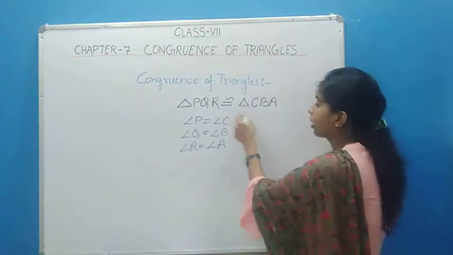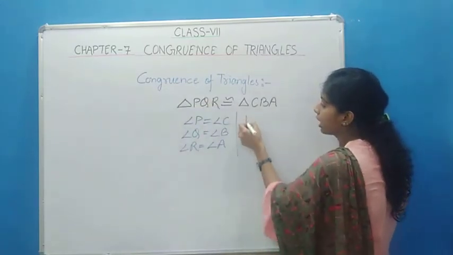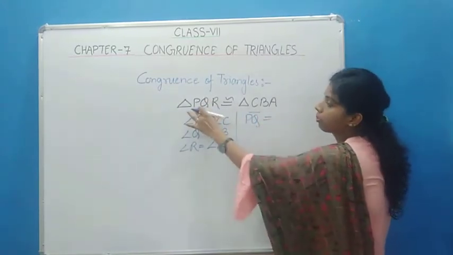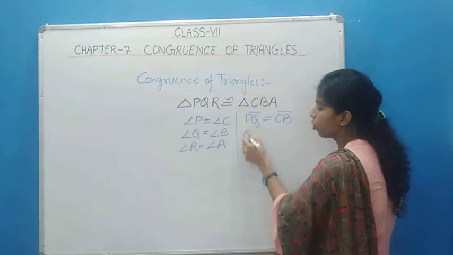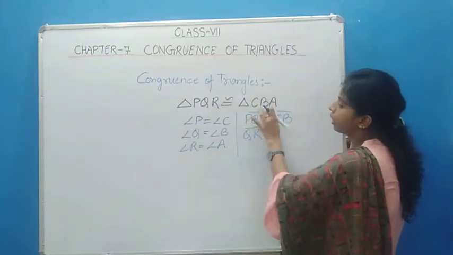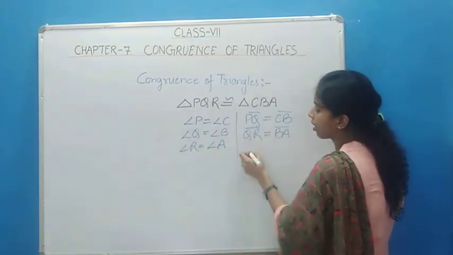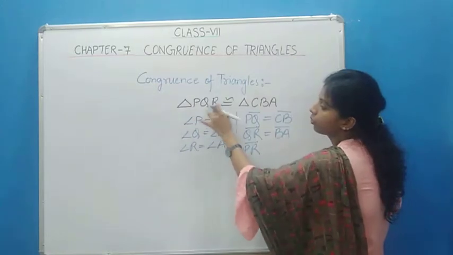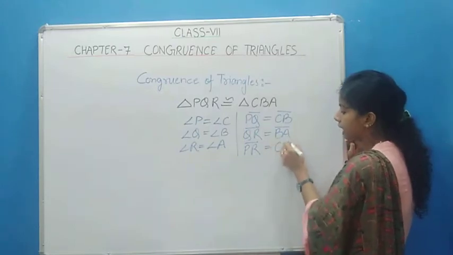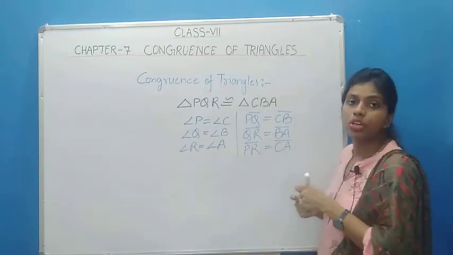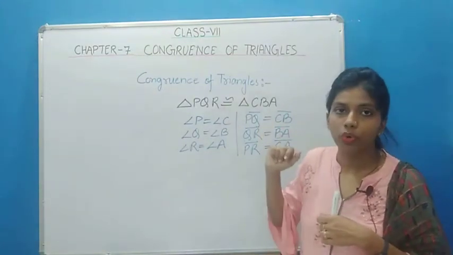This is important. Okay, after that what more do we conclude about the sides? About sides, side PQ is equal to what? PQ is equal to CB. Similarly side QR is equal to BA. And at last PR is from start to end, so here we also take CA, so we can say that PR is equal to CA.